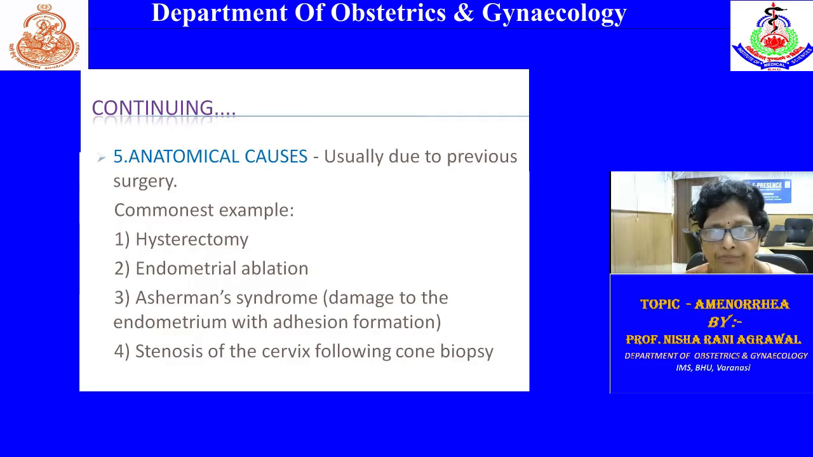Anatomical causes. Anatomical causes are usually due to previous surgery in secondary amenorrhea. The commonest cause is hysterectomy, then endometrial ablation, then Asherman syndrome. It's the damage of the endometrium with adhesion formation, mostly due to infection and over-enthusiastic curetting, and stenosis of the cervix following cone biopsy.